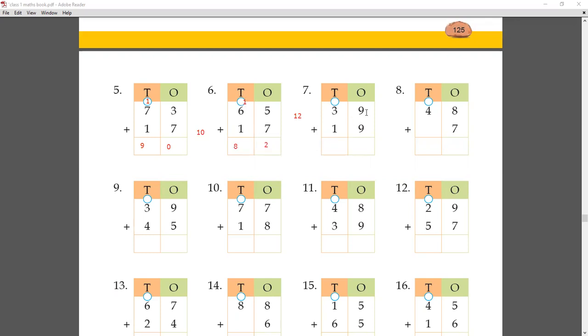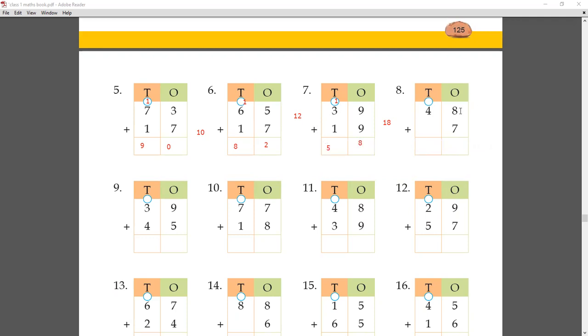Okay. Now next is 9 plus 9. 9 plus 9, yes, 9 and take 9 fingers. Okay, 10, 11, 12, 13, 14, 15, 16, 17 or 18. So what we write here? 18. And where we write 8 and where we write 1? We write 8 here and 1 here. Okay, so 1 plus 3 is equal to 4 and plus 1, 5. So we write 5 here.